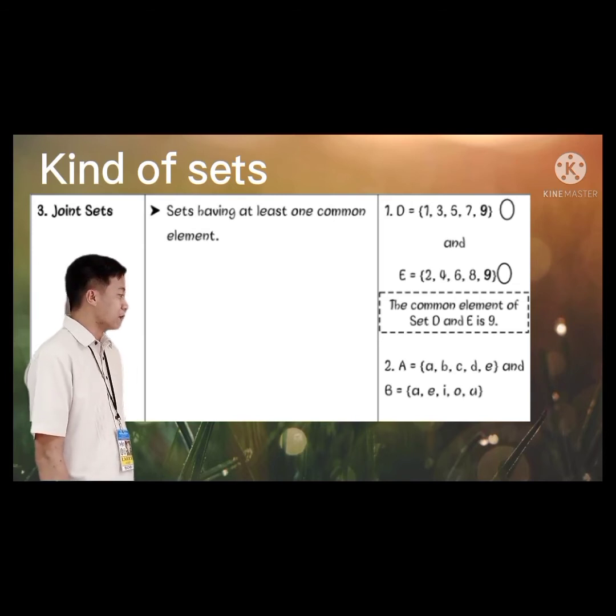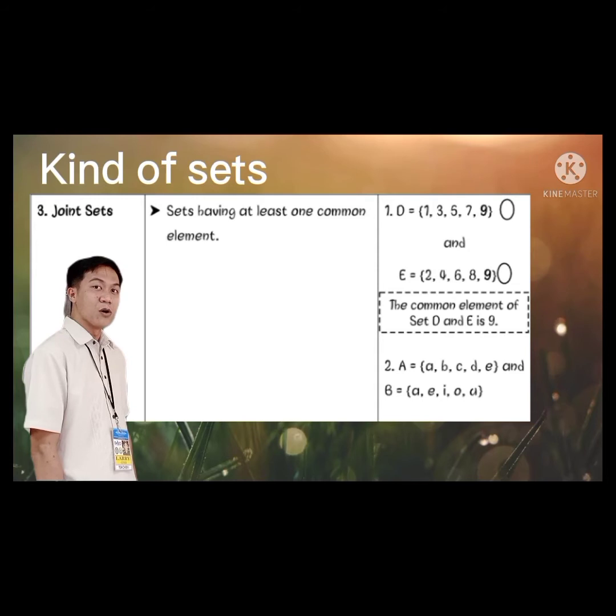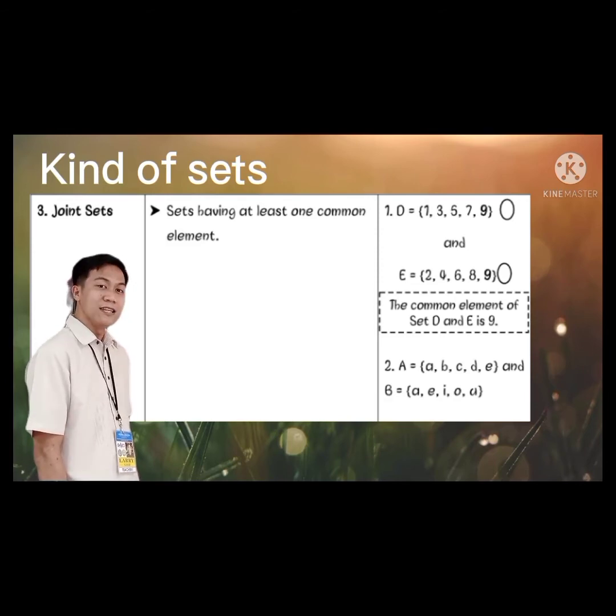Another example, our set A, the elements are A, B, C, D, and E. And our set B, the elements are A, E, I, O, and U. So there are common elements, and the common elements of set A and set B are A and E.